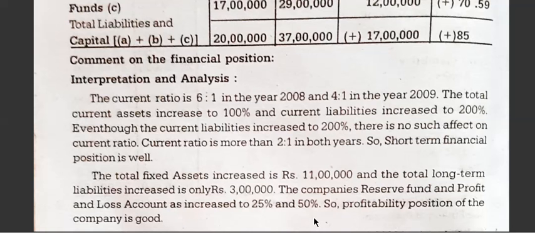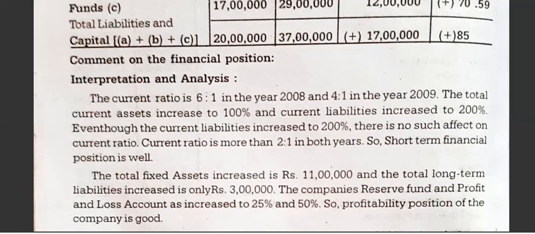Okay, so finally in the interpretation and analysis, what we have to show is whether our current ratio is good. If it is more than 2:1, it means it is good. The formula to calculate current ratio is current assets divided by current liability. If it is more than 2:1, then the company is doing well. Then compare the fixed assets, profit and loss account and general reserves. If they are positive, then the condition is good and the profitability position of the company or that person is good.